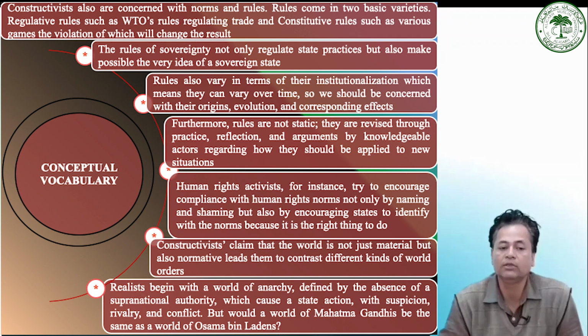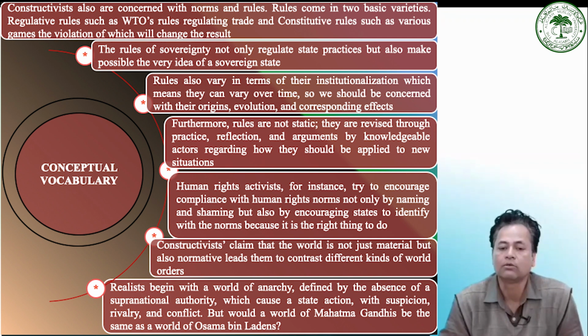The realists begin with a world of anarchy, defined by the absence of a supranational authority, which causes state action to be marked by suspicion, rivalry and conflict. We have already discussed how the realists and the neo-realists talk of anarchy, and how this absence of supranational authority at the global level causes states to behave in a very suspicious and confrontational way.